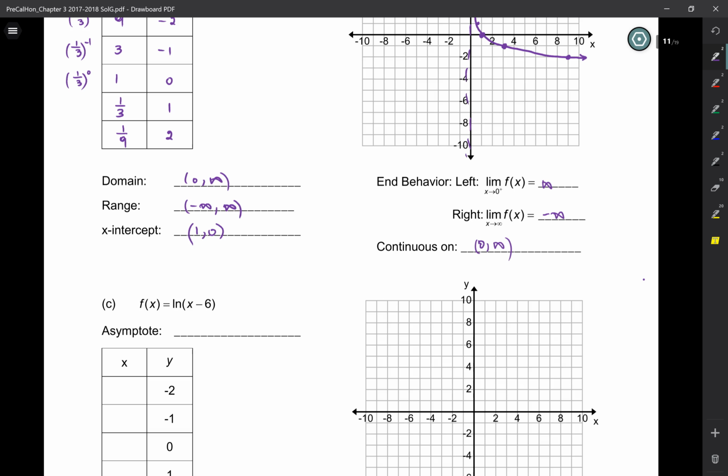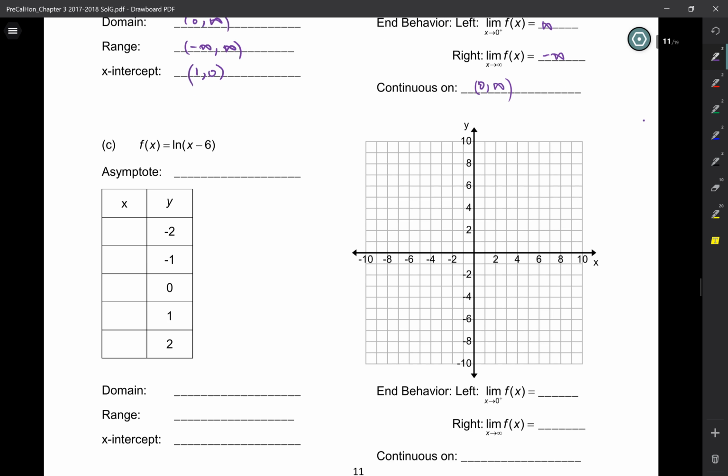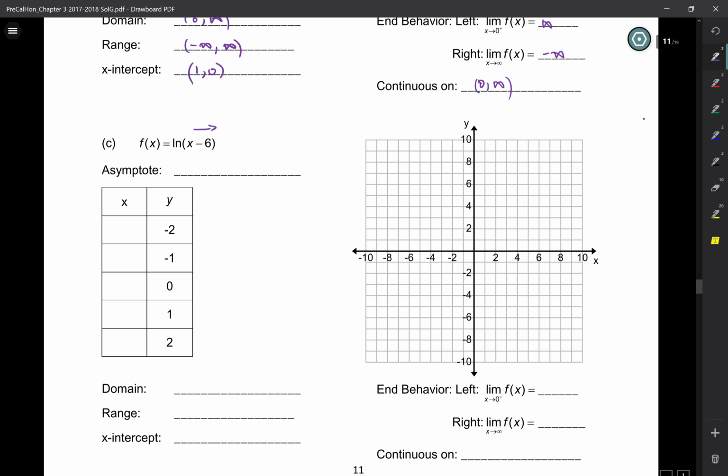Next one is ln. So what's its base? E, right? So we're going to do powers of e: e to the 1, e to the 2, e to the 3, e to the 4. And here we have our exponents. Now, what about this -6? What does that do to the graph? Where does it move it? Shifts it right. How many units? 6. So the asymptote would have been at x equals 0. Where is it now? At x equals 6.